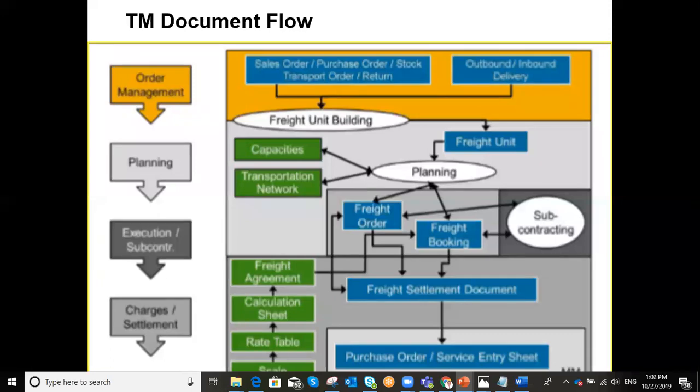Samir, can you explain again the differences between freight order and freight booking? Freight order and booking, yeah. Freight order is the order for the physical movement of the goods, created for the present and current scenario requirement, which is to be fulfilled very soon based on the delivery date.